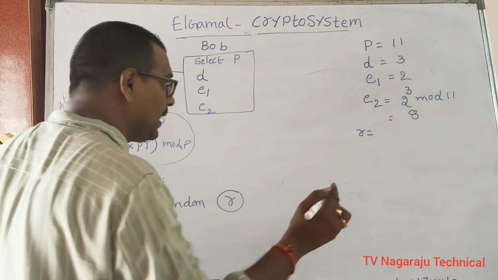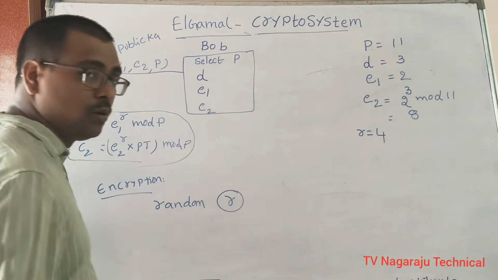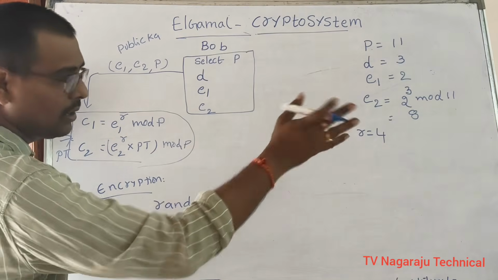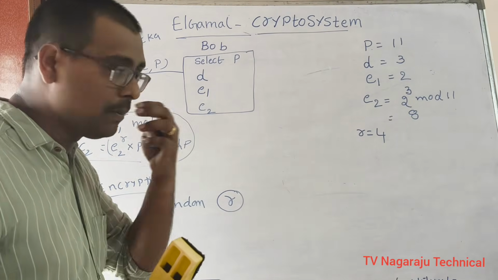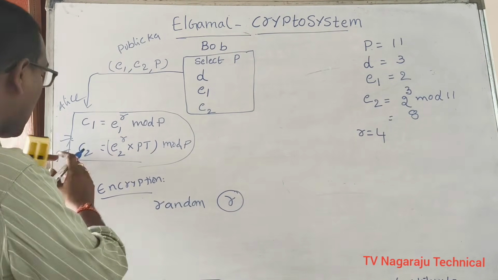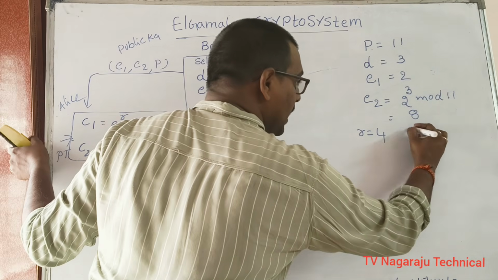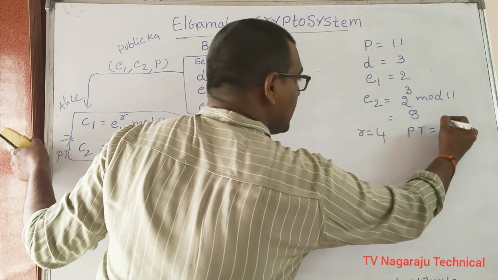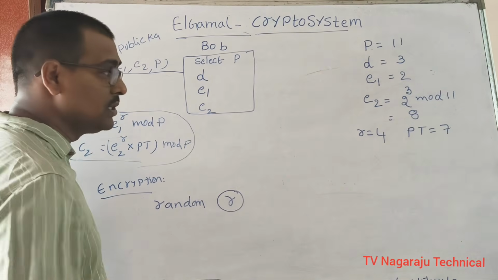Assume any random number. Suppose R is equal to 4. Whatever the number you are taking, do with that number. Take any plain text. Suppose the plain text value is equal to 7.